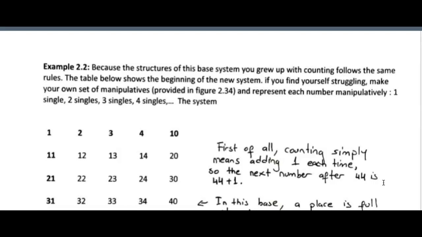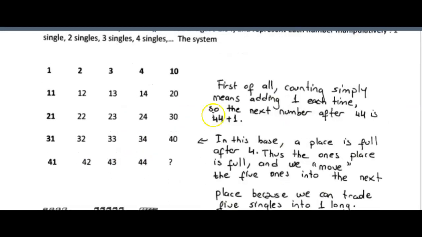If you find yourself struggling, make your own set of manipulatives. I said here, provided figure 2.34. This is just from the previous pages of what we did. You just have to look at those figures from the previous video, representing each number manipulatively: 1 single, 2 singles, 3 singles, 4 singles. You can also cut papers. Now, I have my system here.